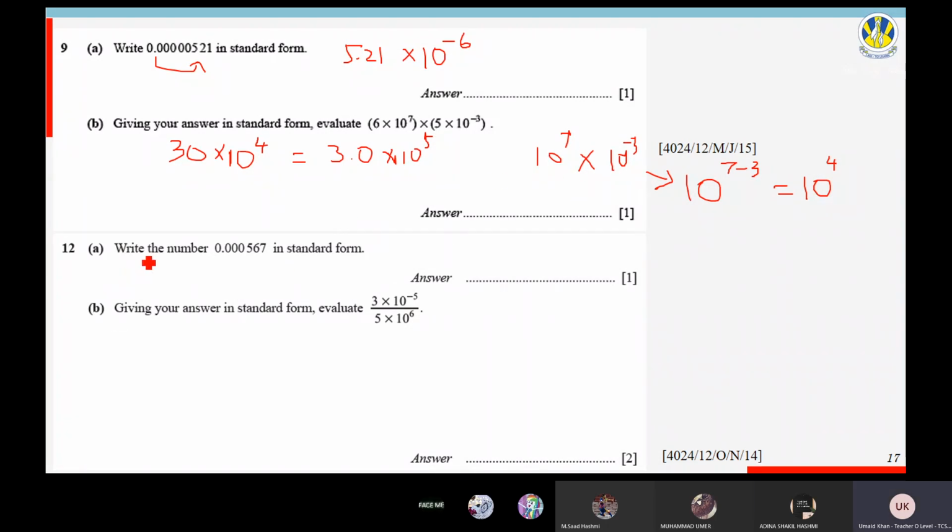Okay. Next part, 12 part A. This question is again 5.67 multiplied by 10 raised to power negative 4. Minus 4. Excellent.